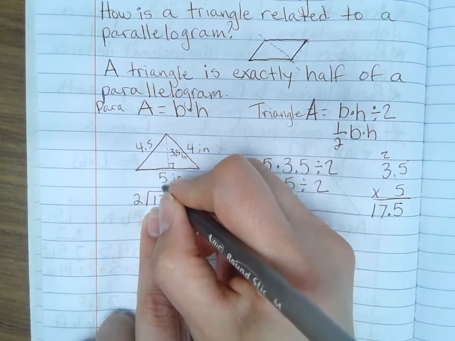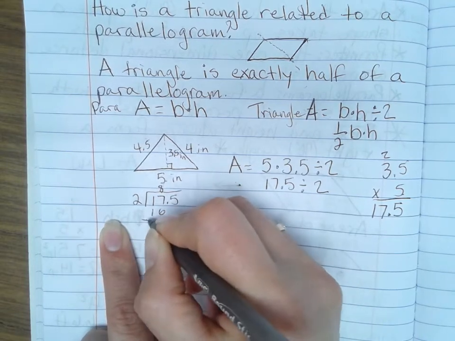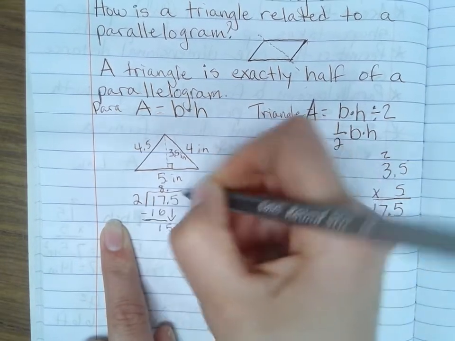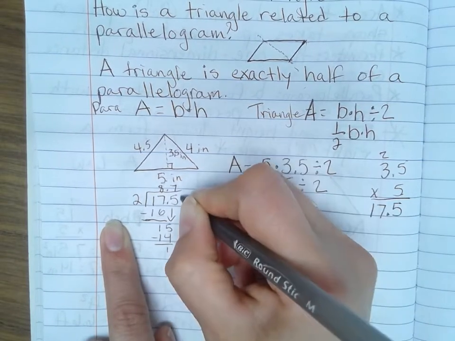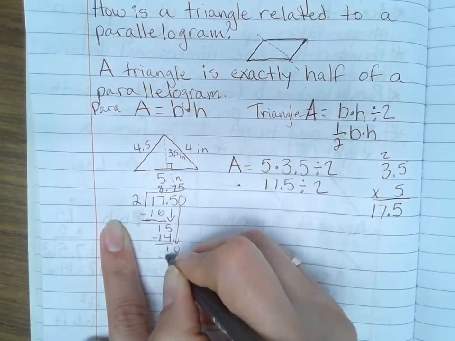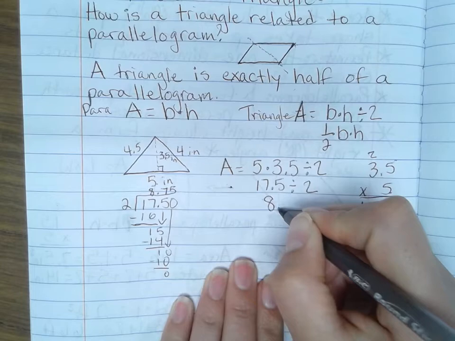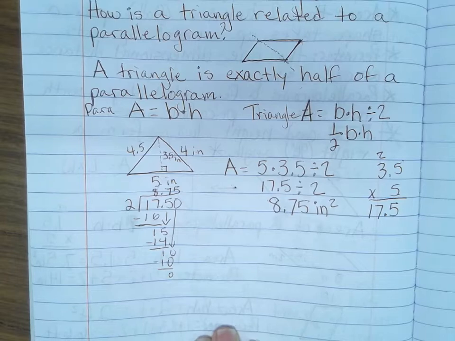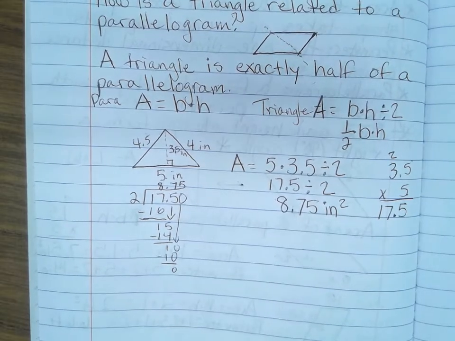Two goes into 17, 8 times. 2 times 8 is 16, minus 16 gives me 1. Bring down the 5, decimal point. 2 goes into 15, 7 times, minus 14, leaves me with 1, annex 0. 2 goes into 10, 5 times, minus 10, 0. Alright, so my final area is 8.75 inches squared. Now if I was looking for the perimeter, I would have added all 3 of those sides together. But for this, we're just going to worry about area.